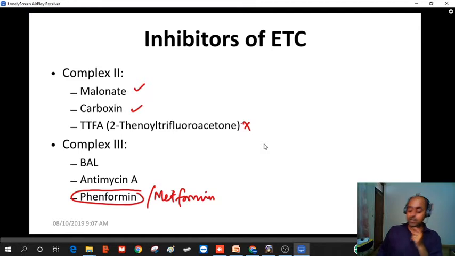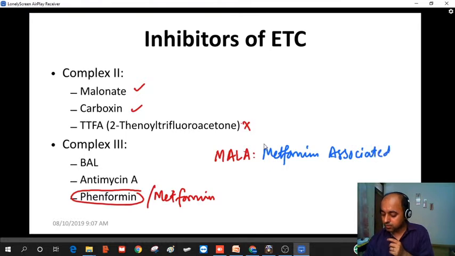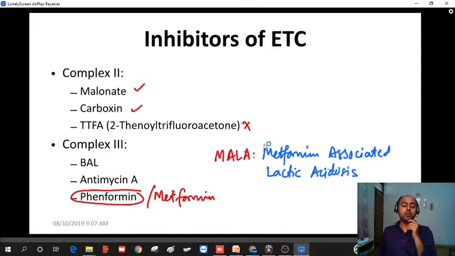So if the question asks about a rare entity called metformin associated lactic acidosis, what is it due to? The answer is blockage of complex 3. MALA, metformin associated lactic acidosis, is due to the blockage of complex 3. So you must remember this one.